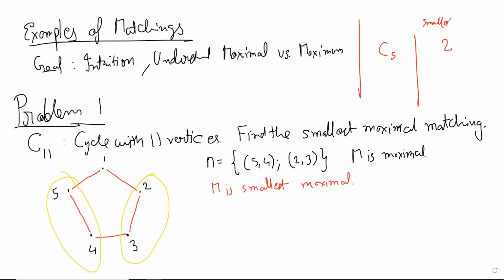Smallest. So worst maximal matching. And what's the maximum matching? What should be the size of a maximum matching? Again, 2. Right. So maximum matching is also 2. So now, how do you answer this question for 11 vertices, or in general for n vertices?